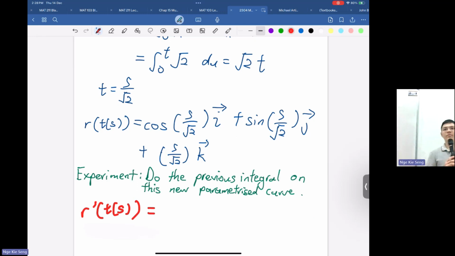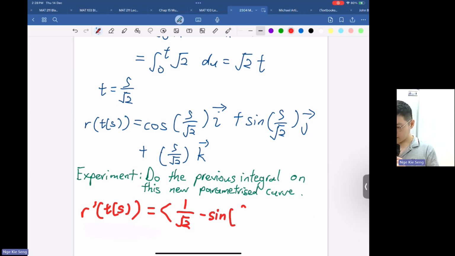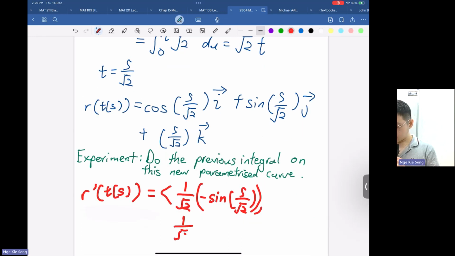Let's compute this new r prime of t, x here. What do I get? 1 over square root 2 minus sine of x over square root 2, and then again 1 over square root 2 cos of x over square root 2. Okay, and then comma 1 over square root 2.